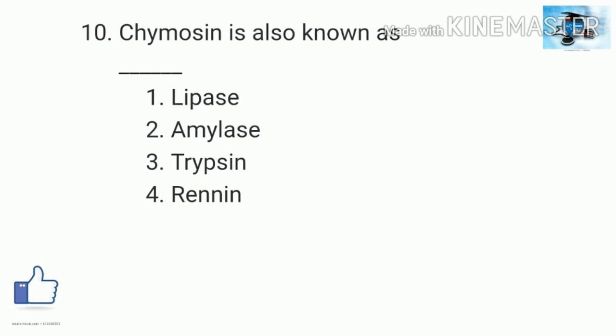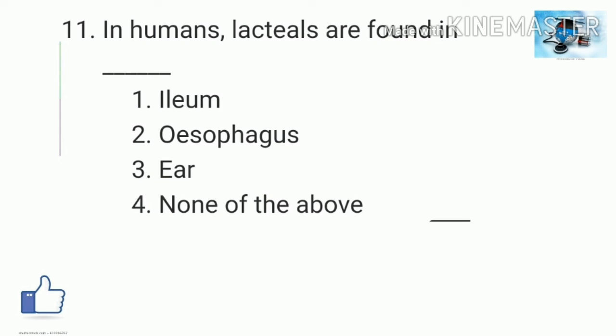Question number 11. In humans, lacteals are found in ileum, esophagus, ear, or none of the above. So the right option is option 1 ileum, as the lacteals are present on the villi of the small intestine, and ileum is the part of small intestine. So therefore option 1 is correct, ileum.